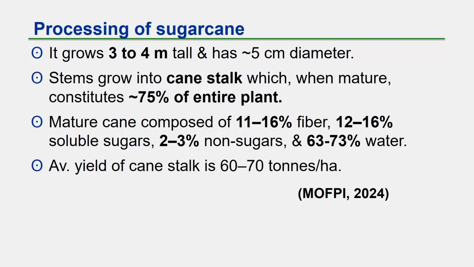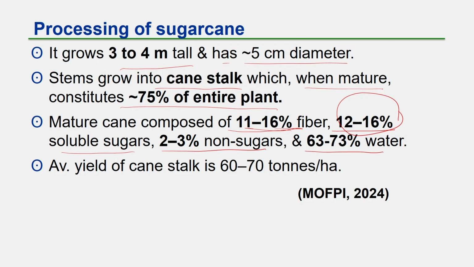Let us study processing of sugarcane. It grows to 3 to 4 meter height and has about 5 centimeter diameter. Stem grows into cane stalk, which when mature constitutes about 75% of the entire plant. Mature cane is composed of 11 to 16% fiber, 12 to 16% soluble sugar, 2 to 3% non-sugars and 63 to 73% water. This sugar percentage varies from one region to another, one variety to another.